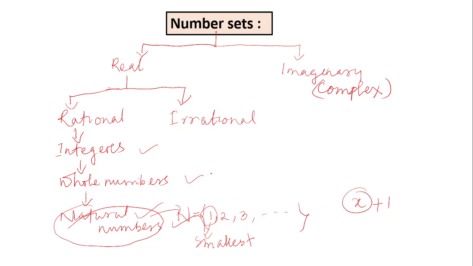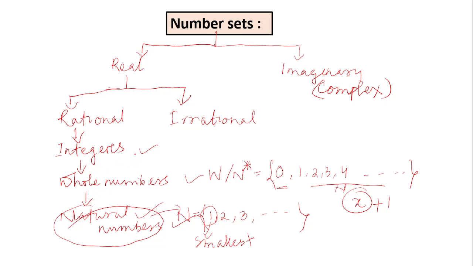Then move on to the whole number set. The whole number set is expressed by capital W, or sometimes it is also called N star. What is this whole number set? All the natural numbers along with 0. If you include 0 along with the natural numbers, then you will get the whole numbers. So the smallest whole number is 0.